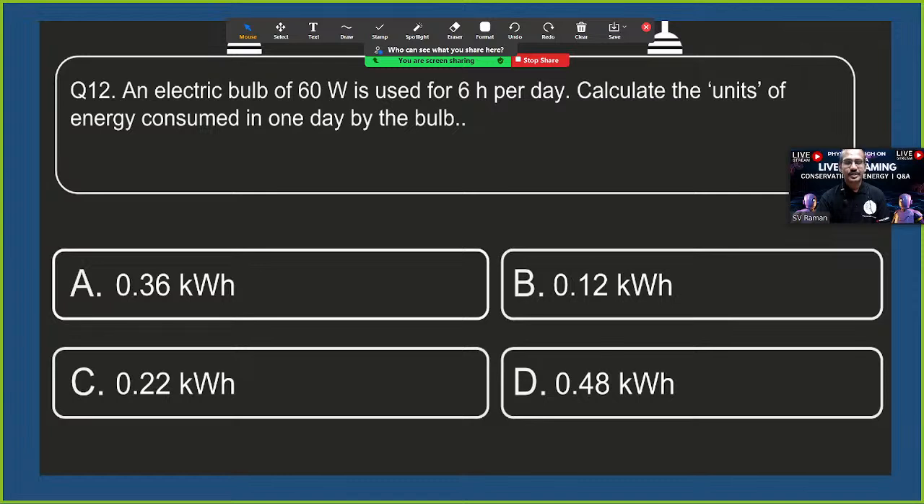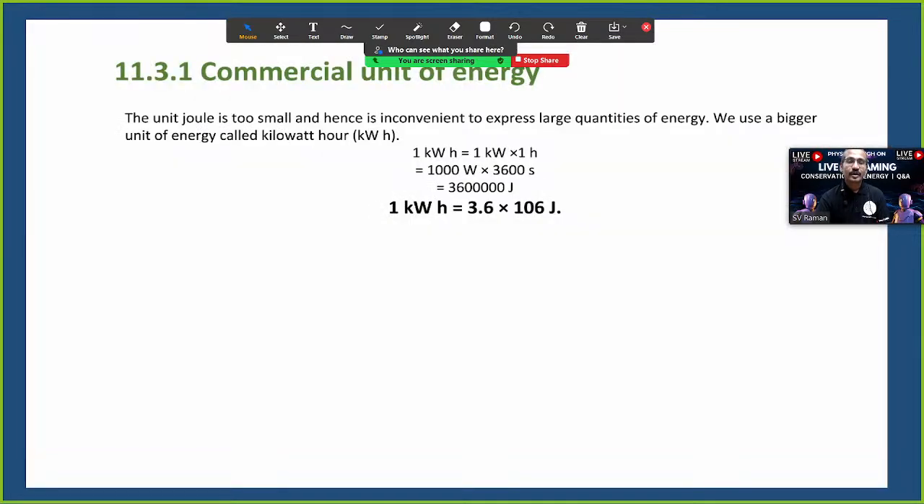Now next question. An electric bulb of 60 watt is used for 6 hours per day. Calculate the units of energy consumed in 1 day by the bulb. So how to answer this question? Before, we discussed 1 kilowatt hour is equal to 3.6 into 10 power 6.